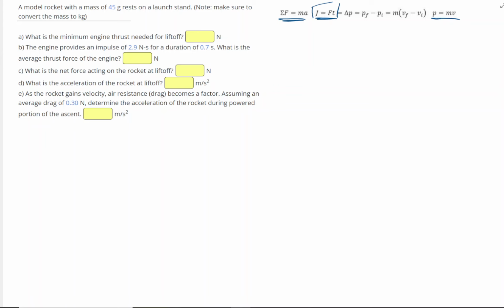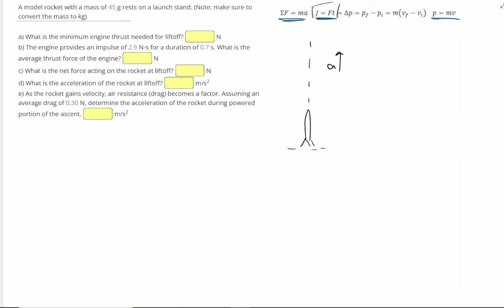All right, so let's look at the rocket here. It's always helpful to draw a picture here. We're going to have the rocket on the launch stand, and it's going to take off, right? It's going to be accelerating upwards. There's going to be forces on that rocket. We'll think about a free body diagram. And in this case, we're looking for the minimum engine thrust needed for liftoff. So if we're going to be lifting off, then what's that free body diagram going to look like?